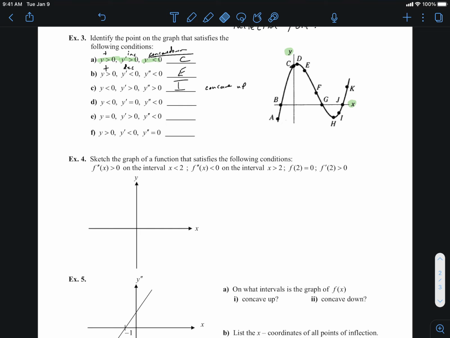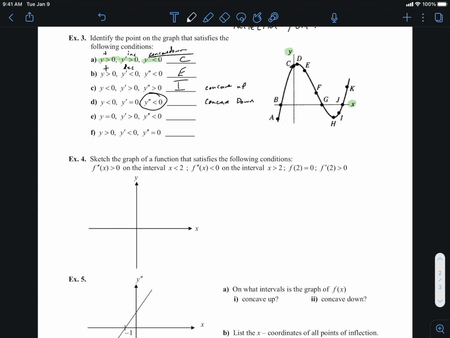Okay, now for D, graph below again. Okay, slope is equal to 0. Okay, well, we already identified the fact that H, the slope, was going to be 0, right? So that's a candidate. But then they want the fact that the second derivative is going to be less than 0, so that would indicate concave down, right?